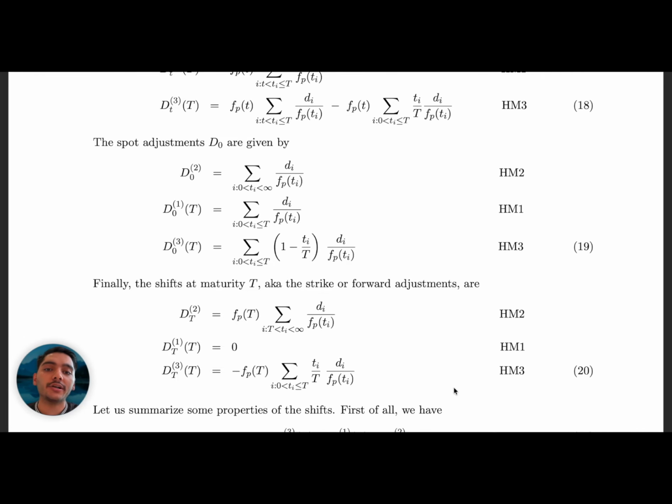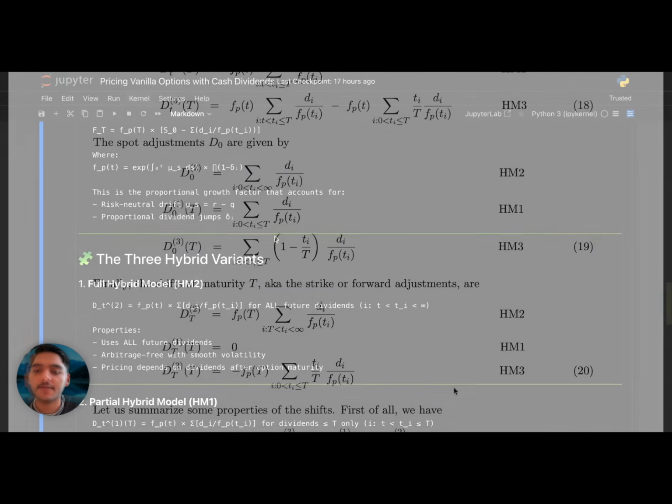The full hybrid model, HM2, uses all future dividends, even those after the option expires. The partial hybrid, HM1, only uses dividends before expiry. See how it goes to 0 at maturity in equation 20. But the blend model, HM3, that's the mathematical magic. It blends between the spot and the strike adjustment using the T_i over T weight factor. Near-term dividends act like spot adjustments, far-term ones like strike adjustments.